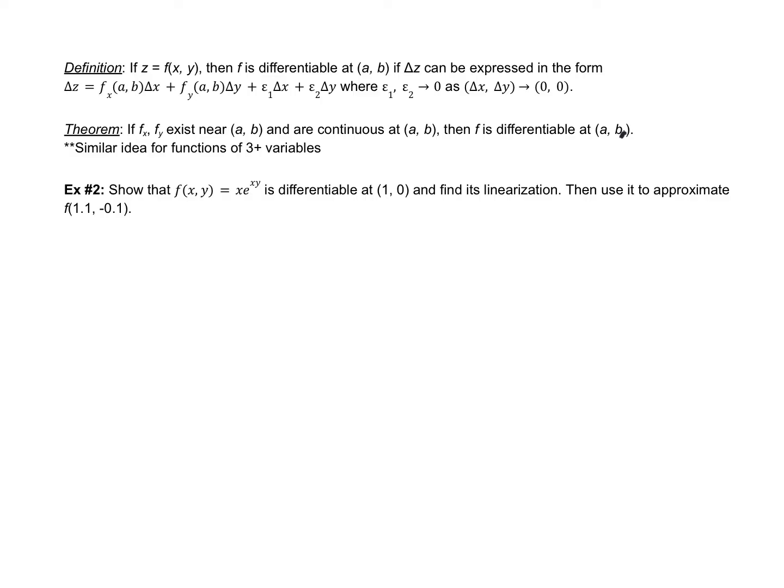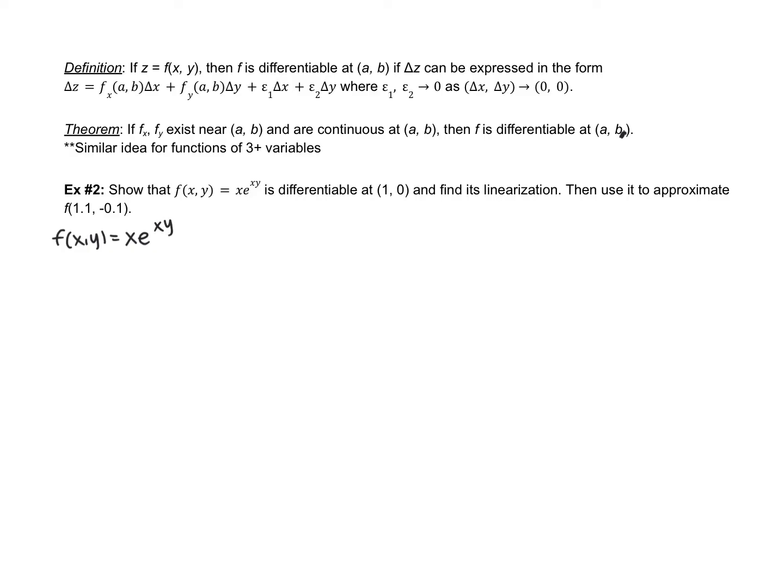So finally, after all this talk, let's do an example and see what this looks like. Example 2, show that f of x, y is differentiable at 1, 0 and find its linearization. Then use it to approximate f of 1.1, negative 0.1. Okay, so first we need to show that our function is differentiable. So I'm going to just rewrite our function. It's x e to the xy.